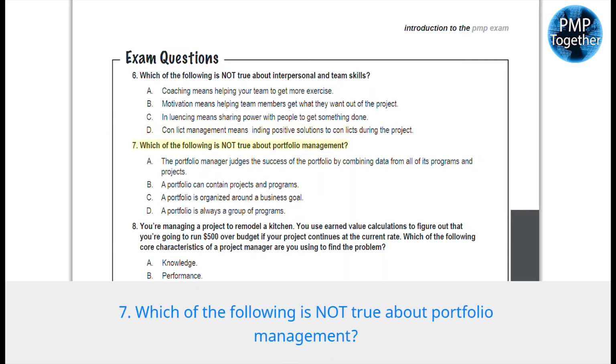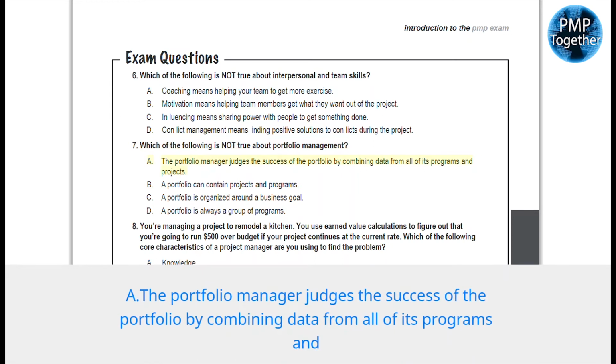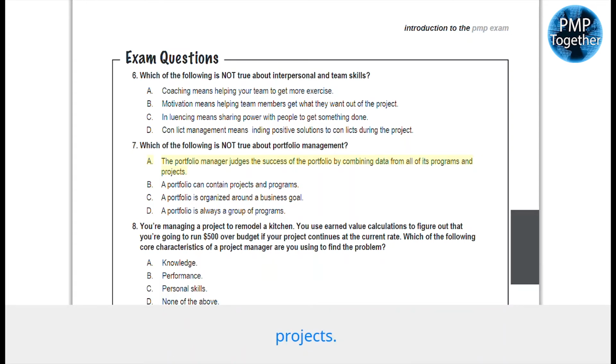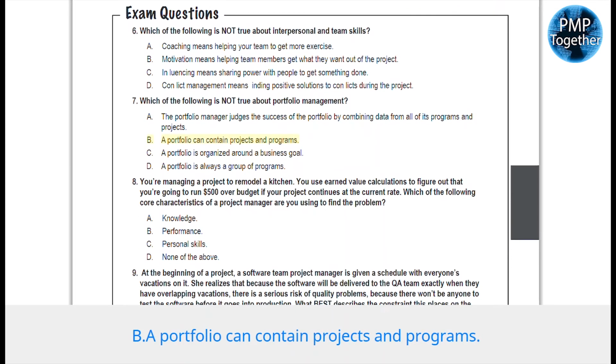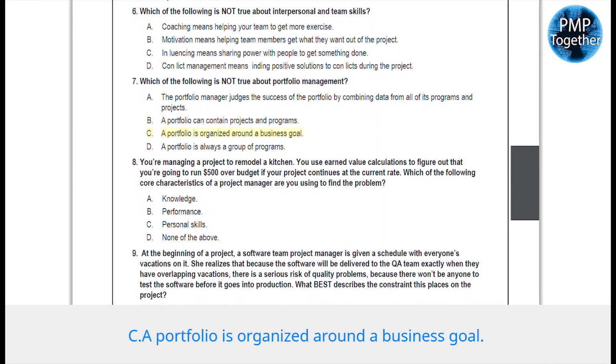7. Which of the following is not true about portfolio management? A. The portfolio manager judges the success of the portfolio by combining data from all of its programs and projects. B. A portfolio can contain projects and programs. C. A portfolio is organized around a business goal. D. A portfolio is always a group of programs.